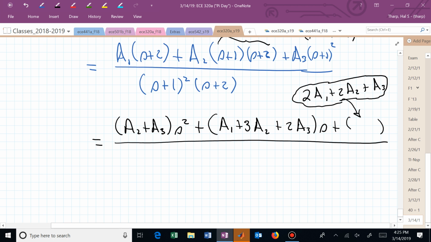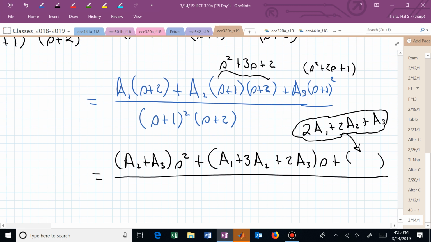Should it be a 3A sub 2? Where were we? A sub 2. What should it be? So now, did I do the algebra correct? I'm just multiplying out the right hand side in the blue, and now I'm just collecting all of my coefficients for s squared, s, and s to the 0. Once I have that, I now can compare that with my original numerator.